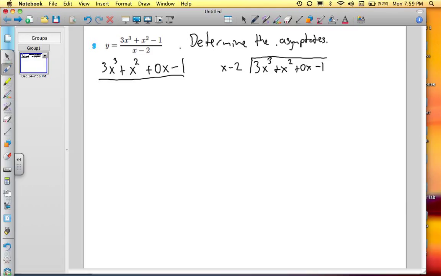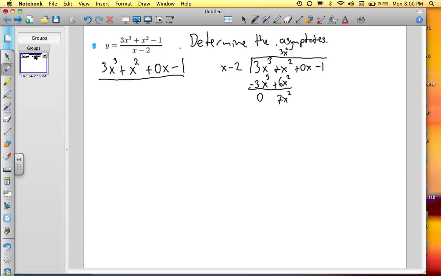Okay, so we start, what do we multiply x by to get 3x to the third? And it's 3x squared. So 3x squared times x gives me 3x to the third minus 6x squared. And we're going to subtract those terms, so it's going to be the opposite signs, and then we add. So that becomes 0, and then this becomes 7x squared.